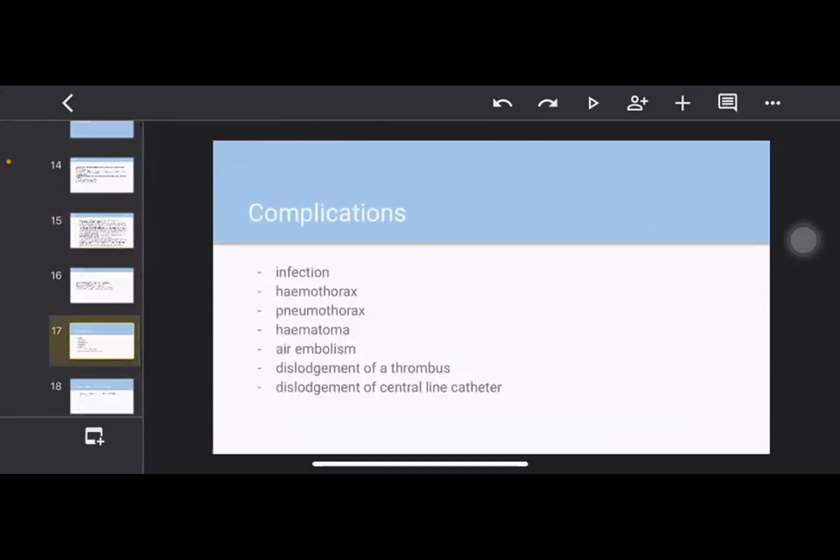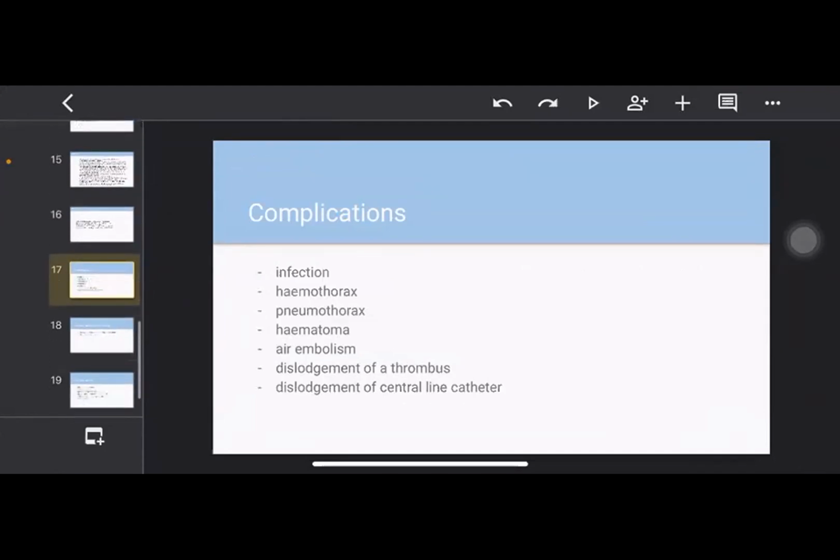So there are many complications for this procedure, and there is infection, especially from Staphylococcus epidermidis and Staphylococcus aureus. Also, there can be a hemothorax and pneumothorax, as I mentioned before. There can also be a hematoma, air embolism, and dislodgement of thrombus and the central line catheter.